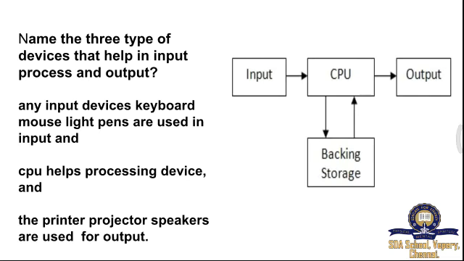Okay, so that is also projector, and speaker are used for output. Input is like using mouse, keyboard and light pen and all, and the processor helps in processing your question, and the printer projects the speaker. Output is like printer, projector, speaker.